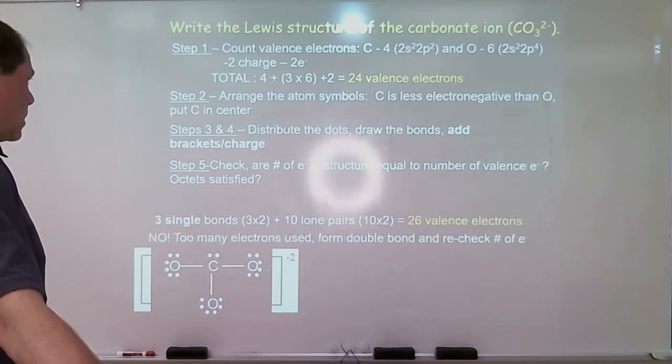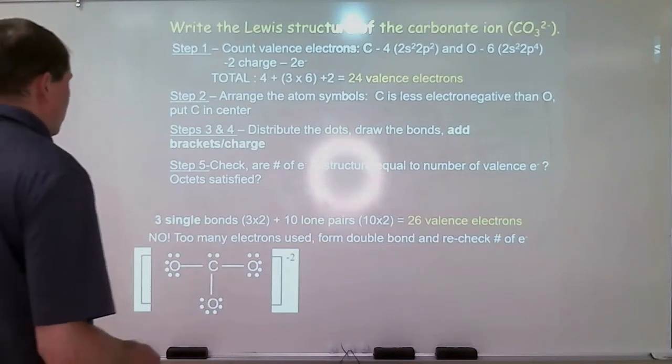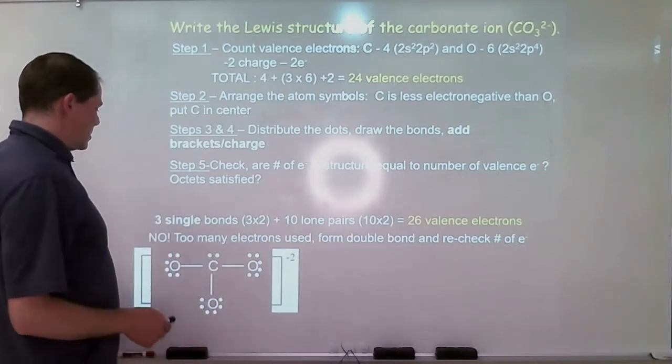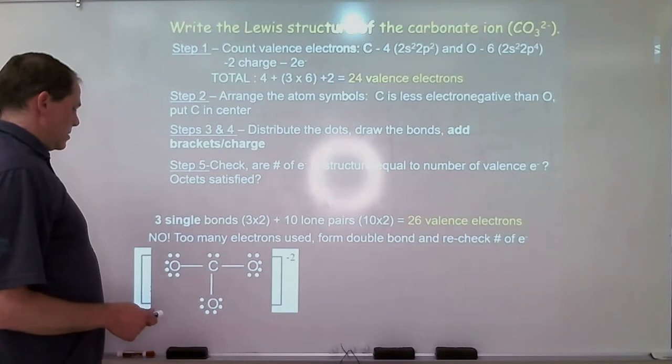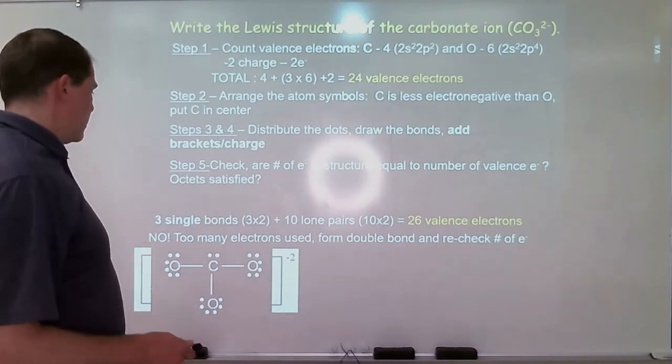Uh-oh. Did I count wrong? What did I do wrong? Oh, my goodness. If I counted wrong, I'm a silly guy. I did 4 for carbon. 6 times 3 is 18. 18 and 4 is 22, and 2 more is 24.